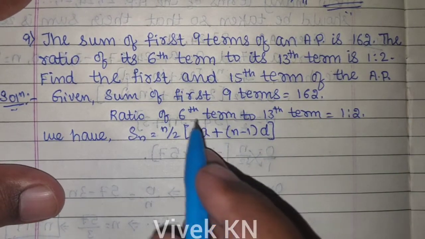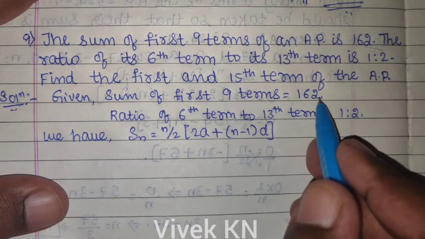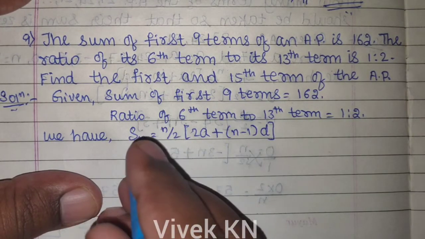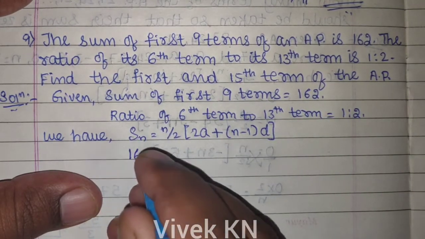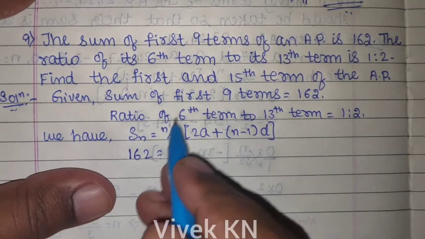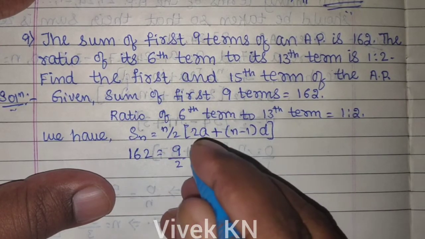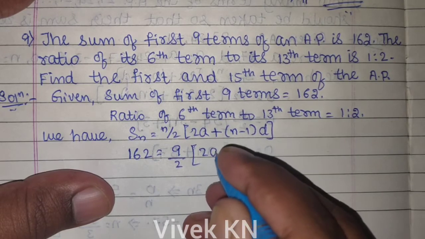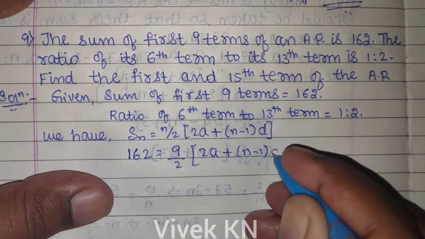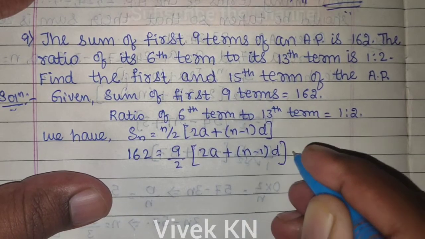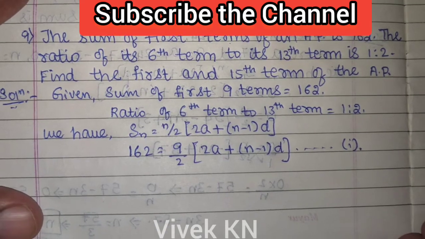Now let us substitute the value of n as 9 and Sn as 162. The value of Sn, 162, is equal to 9 by 2 into 2a plus n minus 1 into d. This is equation 1.